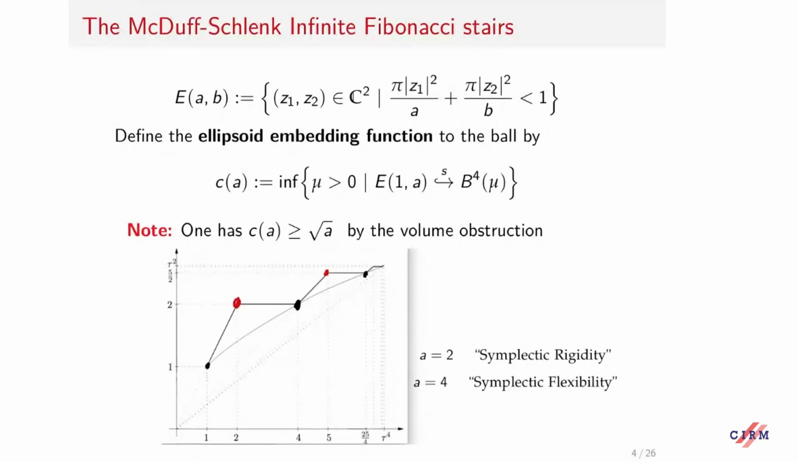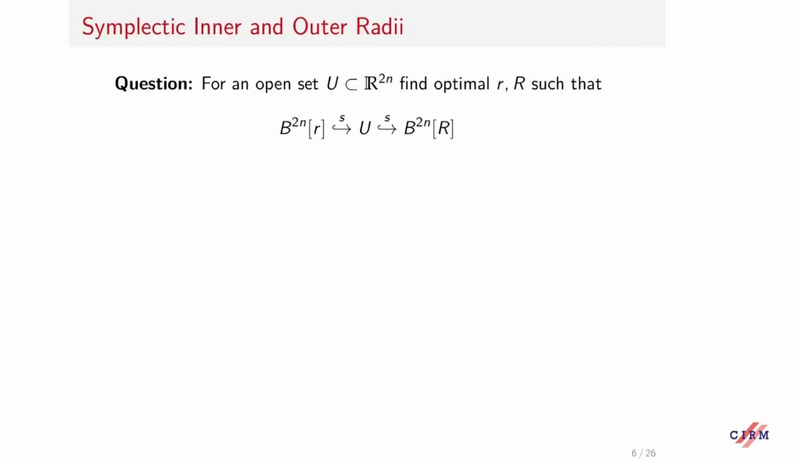Okay, so this is the question that we want to consider, and more generally, we have, say, an open set in the classical phase space, and we are trying to compute the symplectic inner radius of the set and the symplectic outer radius of the set. So this is what we would like to study.